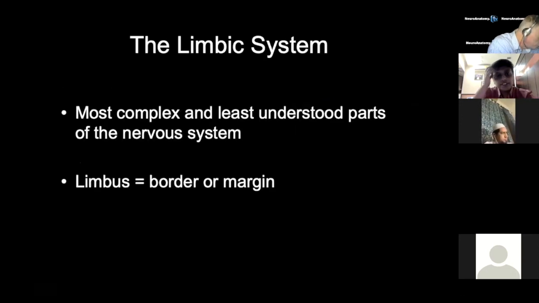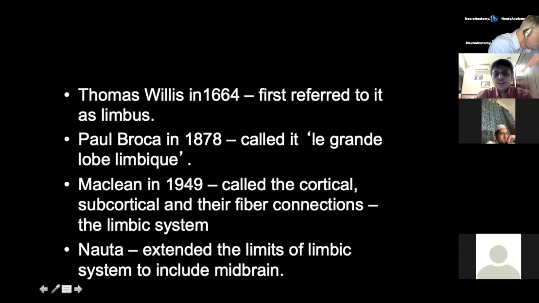So the limbic system has been known as the most complex and the least understood part of the nervous system. Why is it called limbic? Limbus means border or margin. It developed at the border of the medial aspect of the hemisphere, thus giving it its name. It was first referred to as the limbus by Thomas Willis in 1664.